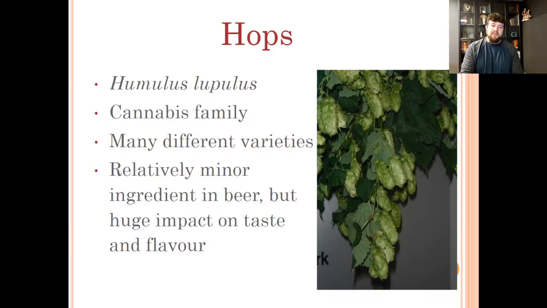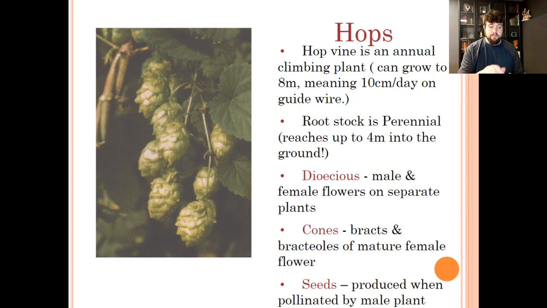So hop biology anatomy. Now, hops' technical Latin name is Humulus lupulus, and they are a member of the cannabis family, like marijuana. They are the closest genetic relative to cannabis, actually. However, the effects of smoking hops are not the same as the effects of smoking cannabis. Now, there are many different varietals, much like there are for almost every other plant. And they are, by volume and by mass, a relatively minor ingredient in beer, but they are one of the most impactful flavor compounds in beer.